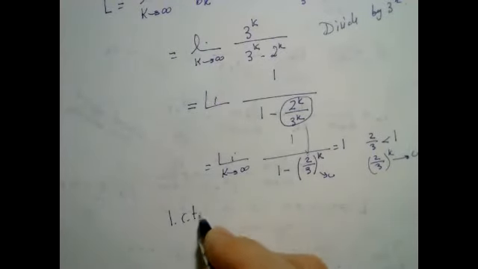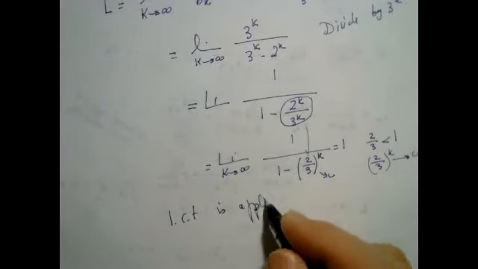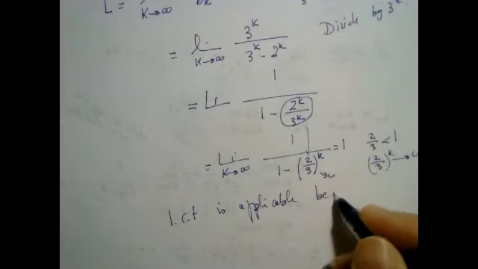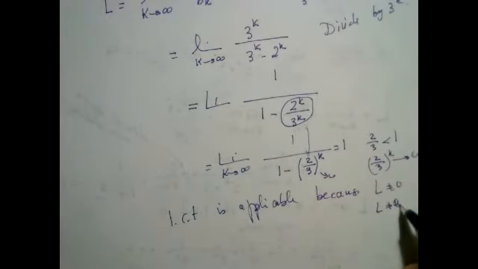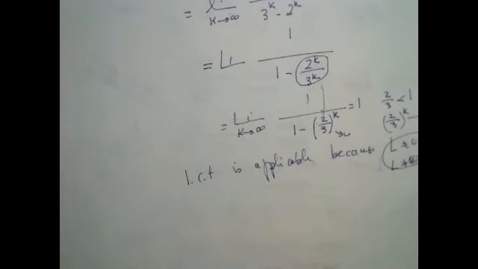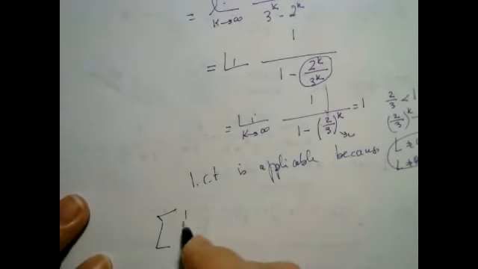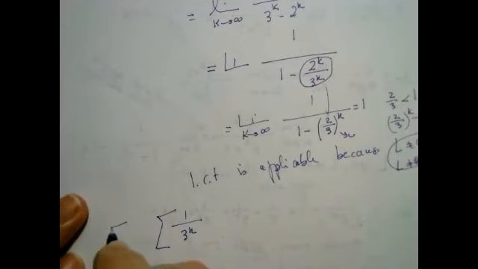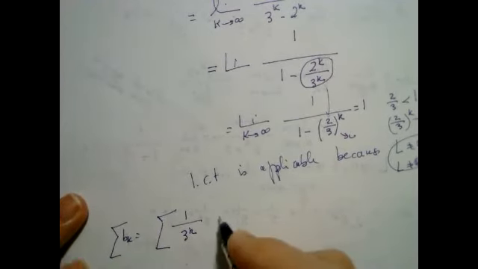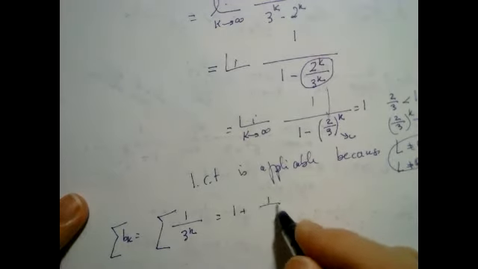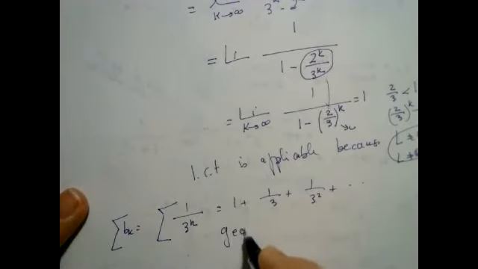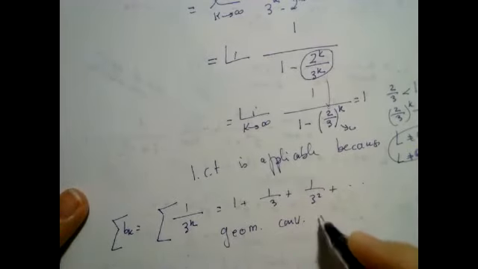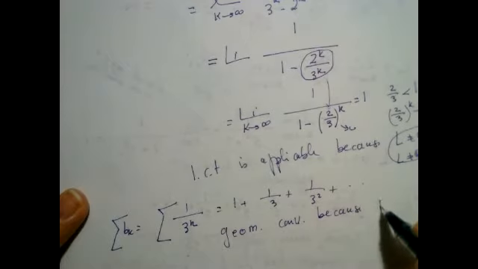The limit comparison test is applicable because my limit is not 0 and is not infinite. It's a finite limit, so I can, honest to goodness, apply it. Now, sigma 1 over 3 to the k, the series that I'm comparing it with, is a geometric series. So it converges because the r, which is 1/3, is less than 1.